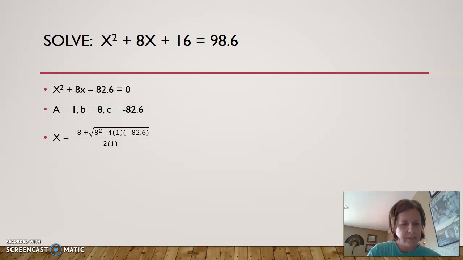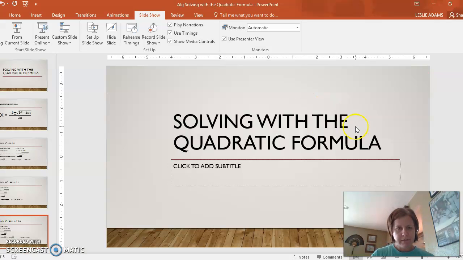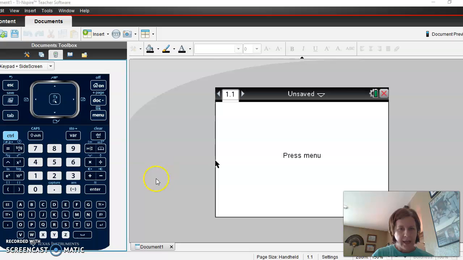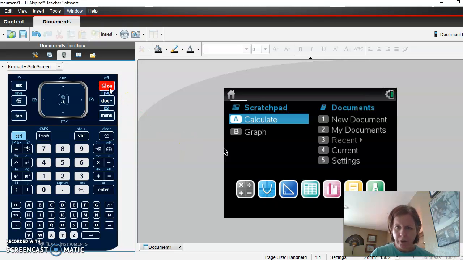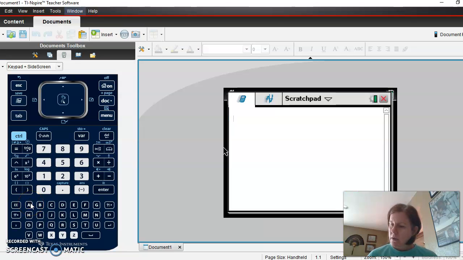Now, I'm going to go away from this for a second. I'm going to hit escape, and I'm going to go to my calculator software. So you can see I already have it opened up on my computer. I'm not sure if it looks like this on your phone, but this is what it looks like on your computer. You see right here, document toolbox. You can see the calculator pad, and then here's your screen. Okay, so I'm just going to go to the scratch pad. And we're going to input our formula.